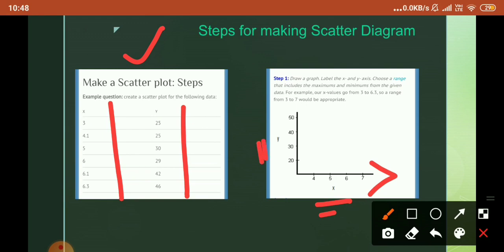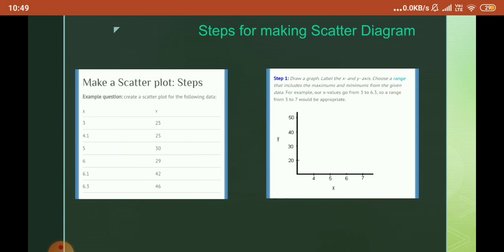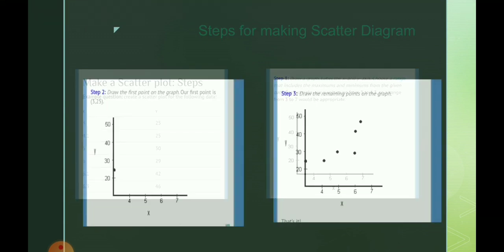The values of x run from a least value of 3 to a maximum of 6 point something, so we plot the points 0, 4, 5, 6, 7, keeping equal distance. For y, the lowest value is 25 and the highest is 46, so keeping a distance of 10 we mark the values of y. This is the first step: drawing two lines, with x on one axis and y on the other.